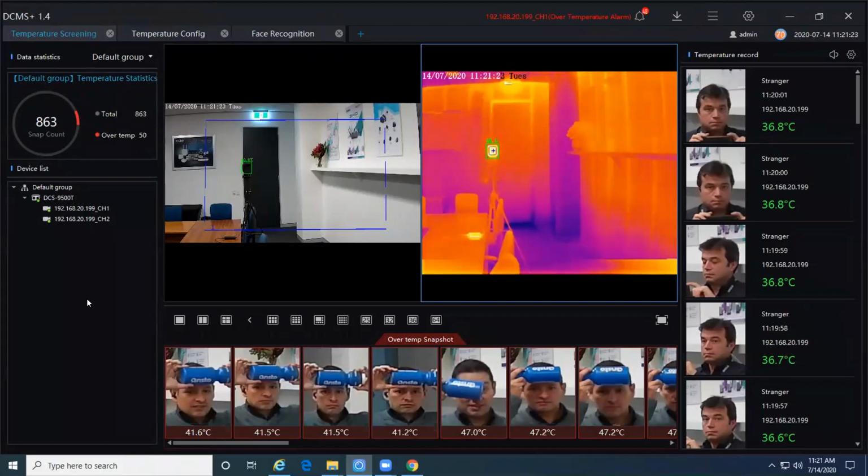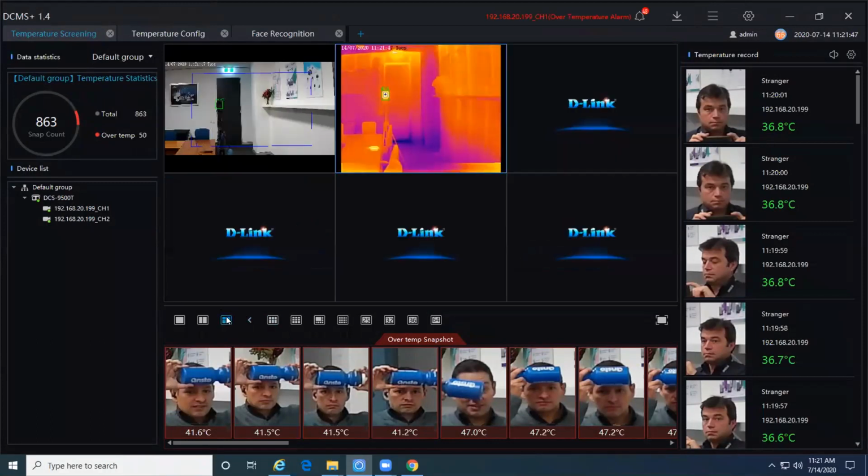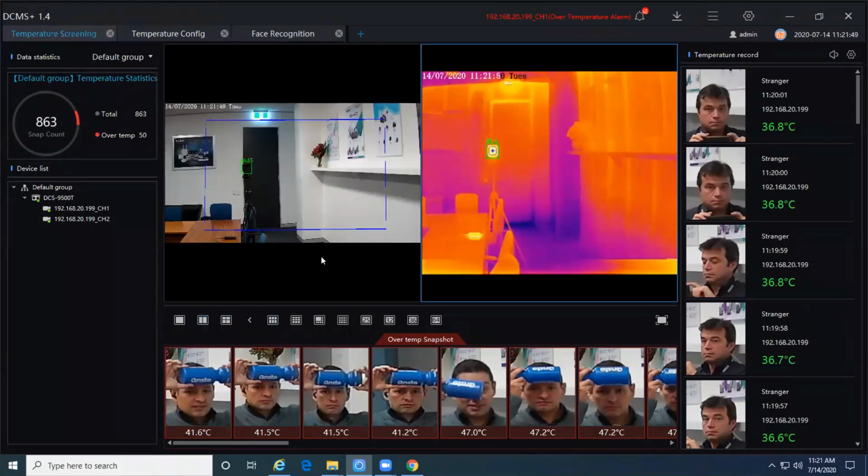Okay, good. So what we have here is the software which, as you can see, shows two streams from the camera. You've seen there are two lenses on the camera. One is the visible spectrum, and the other is the thermal sensor feed. So both streams are shown on the screen. If you have multiple cameras, you can arrange them on your screen the way you like. In our case, we only have one camera, so we'll just have two streams shown here.